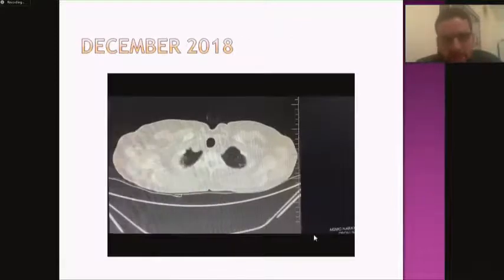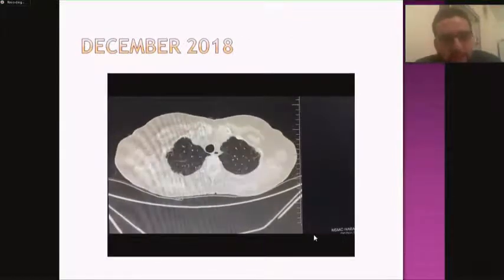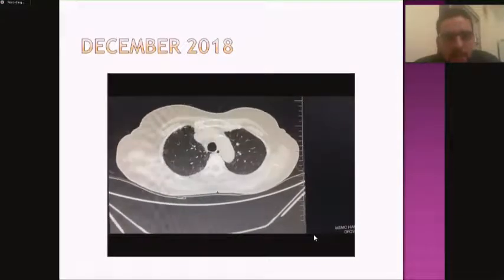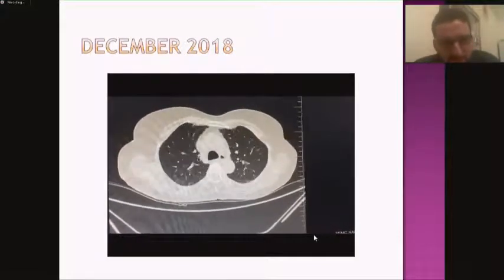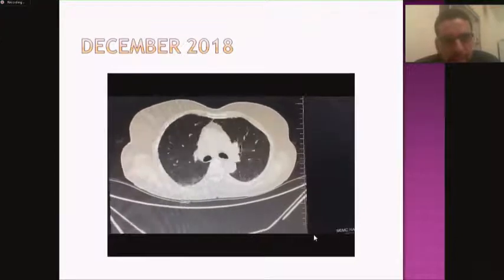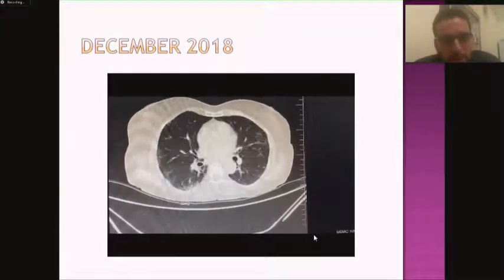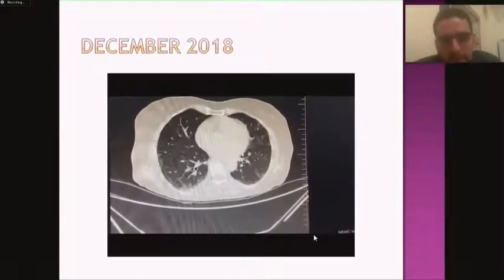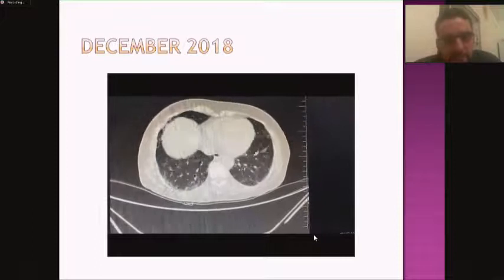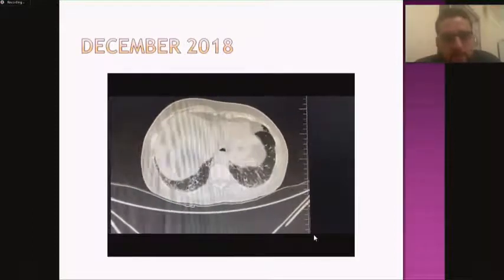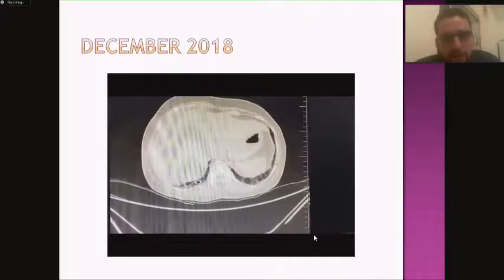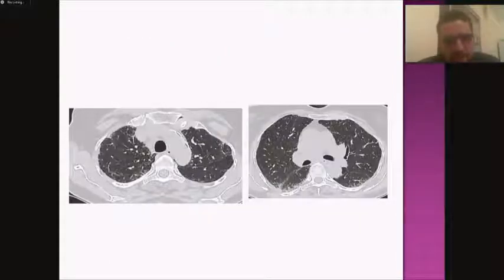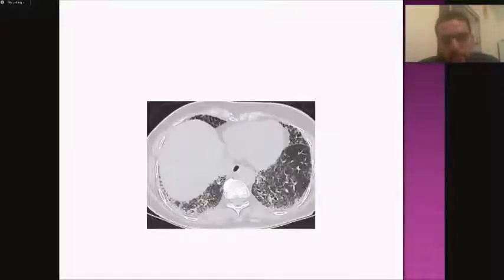So this is the CT scan which was done when she came to us in December 2018. You can see some kind of fibrosis, subpleural involvement, and also lower lobe fibrosis. I think Dr. Vimal will comment on this at the end. This is the CT scan of the patient in December 2018, predominantly lower lobe and mid lobe involvement. These are images taken from the same video which I have shown, and this is the lower lobe cuts.